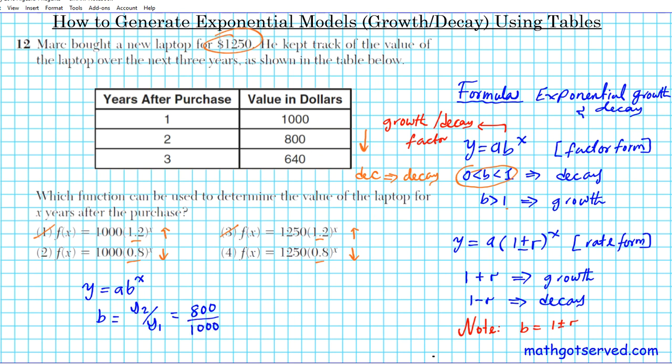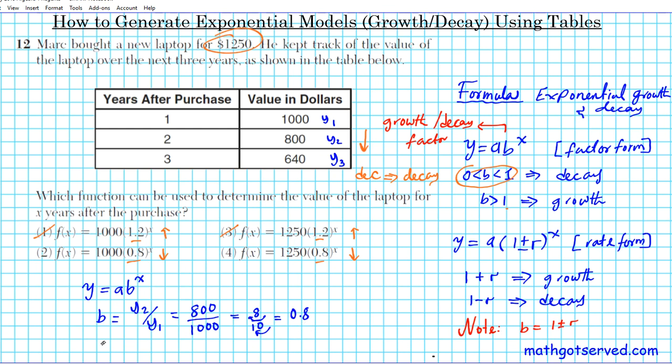This is y1, this is y2, this is y3. We're trying to figure out what we are multiplying by every single time. So this is 8 over 10, and you can write this in fractional form by moving the decimal point one place to the left for both of them. In decimal form, this is 0.8. Or you could do it with your calculator: 800 over 1000 will give you 0.8.